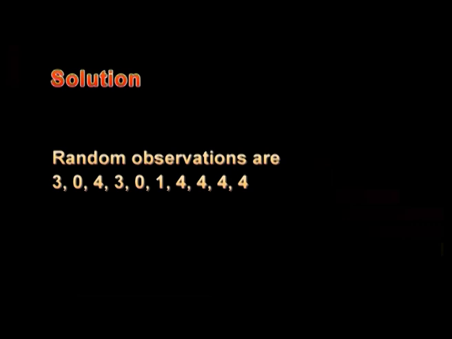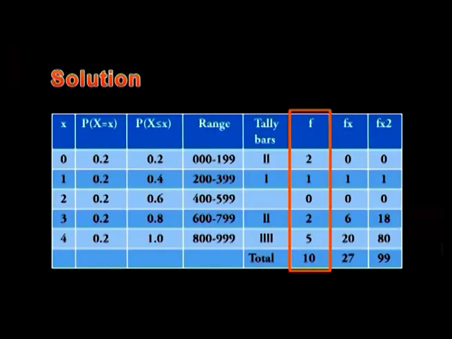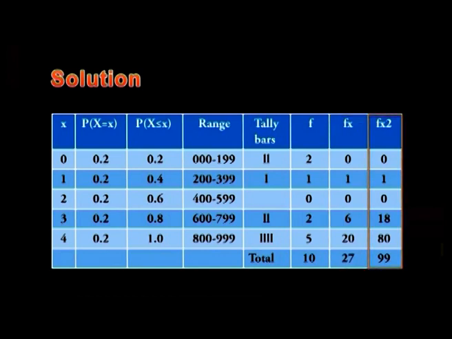Hence, the random observations from the discrete uniform distribution are given by 3, 0, 4, 3, 0, 1, 4, 4, 4, 4. The sixth column gives the frequencies of the values taken by X. We count the number of tally bars in the fifth column and write the frequencies. Since we need to calculate the sample mean and variance, we calculate two more columns, f into x and f into x square, and find the totals of f, f into x and f into x square.